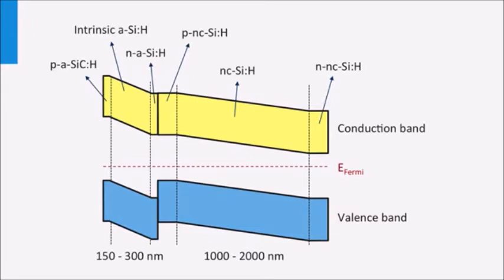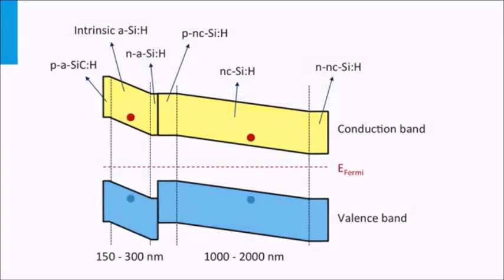Let's consider the two electron-hole pairs excited in the top and bottom cell. The hole generated in the amorphous top cell moves to the p layer. The electron excited in the bottom cell drifts to the n layer. Both can be collected at the front and back contacts. The electron excited in the top cell drifts to the n layer, and the holes generated in the nanocrystalline bottom cell drift to the p layer.